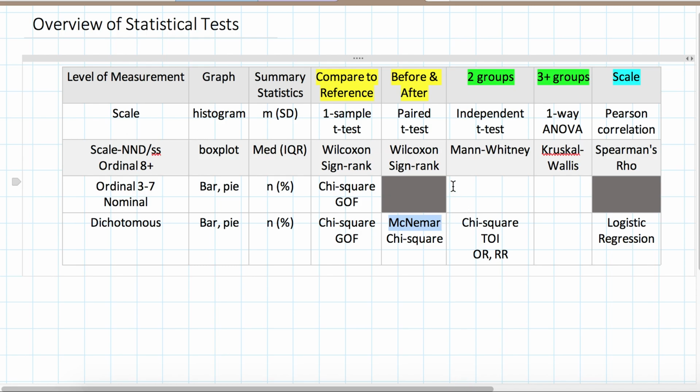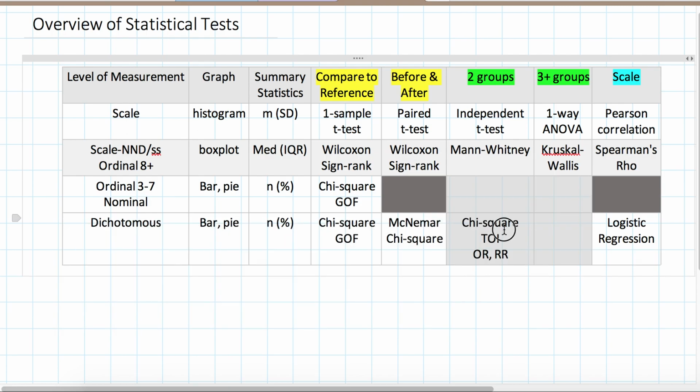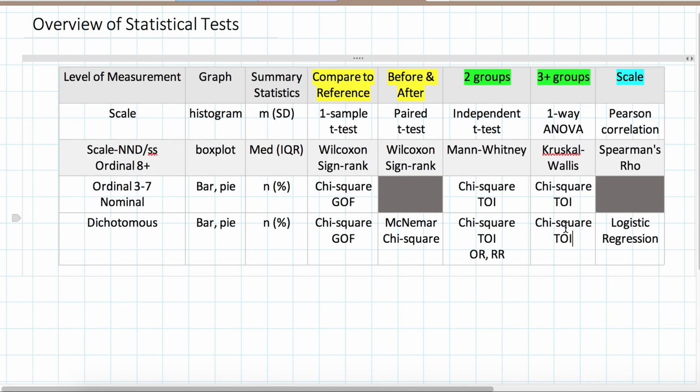And then we have one more area to fill in, and that's this area down here. Remember how I said that these two at the bottom are quite similar to each other? This is actually quite easy to remember. We don't have to remember a whole lot of different names, because in all of these cases, the chi-square test of independence is the test that we would use for that.